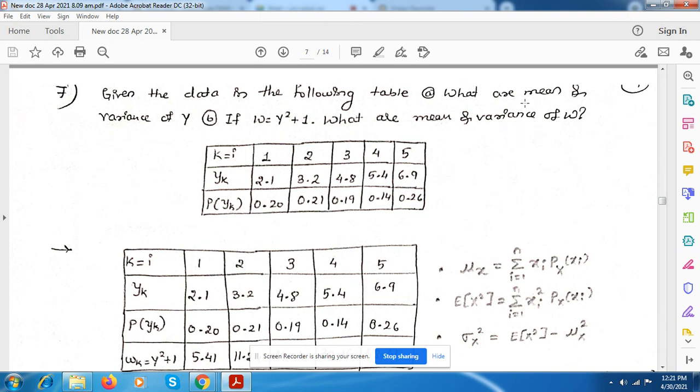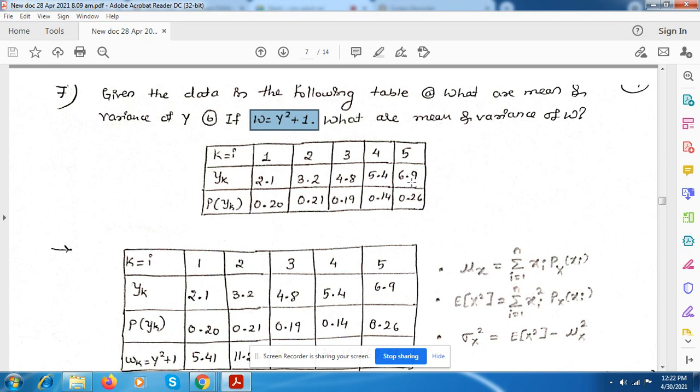So here we have to calculate the mean and variance of the y random variable, and they have given w in terms of y, that is, w is equal to y square plus 1. This equation they have given, and we have to calculate the mean value and variance of this w. In this table they have given k is equal to i, and it varies from 1 to 5. There are 5 values given in this table and yk is the random variable.